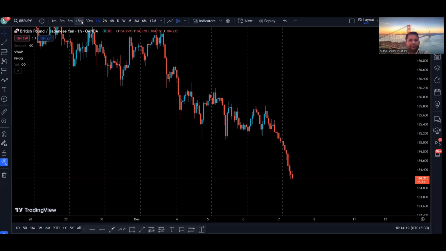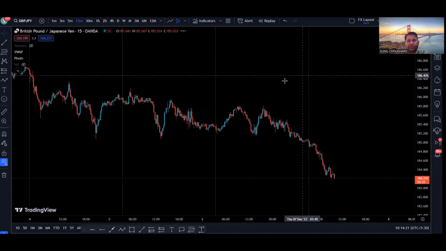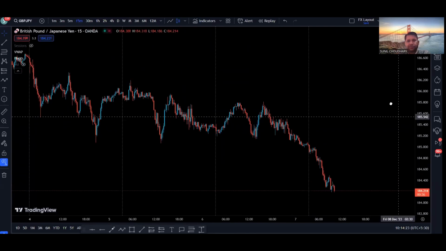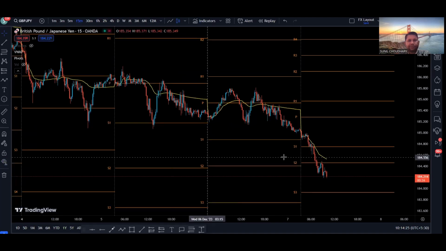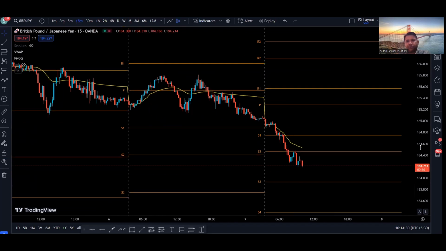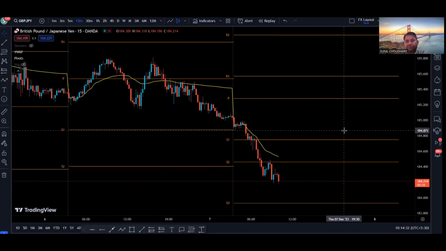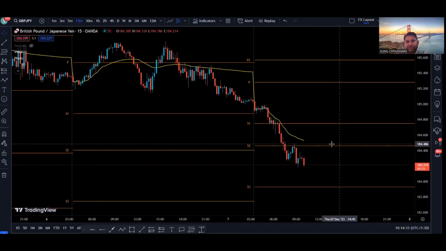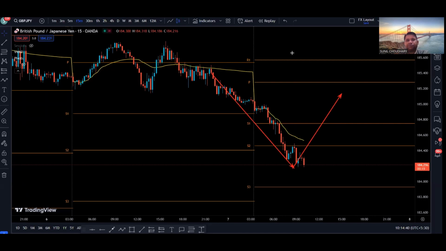Now let's go to the 15-minute time frame to find out what is happening. We will also turn our pivot and VWAP on. As we anticipated, on all higher time frames we are pretty much bearish, and I'm waiting for some kind of pullback. I'm not interested in selling here because we have already made this big move to the downside. I'm looking for some kind of pullback to the upside before looking at any kind of short.